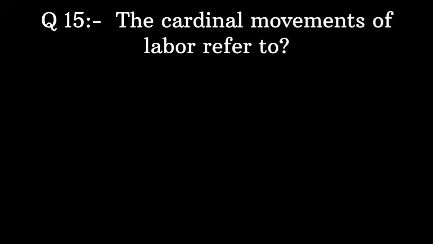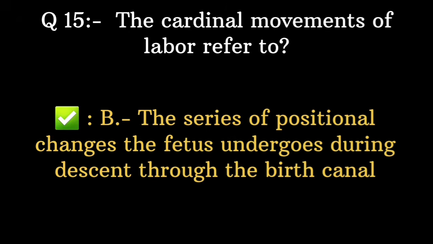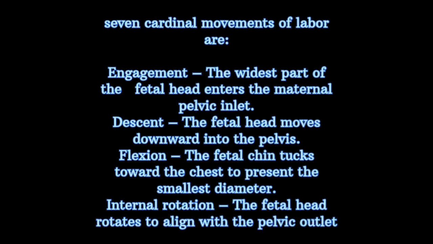Question number 15. The cardinal movements of labor refers to options: A. The sequence of fetal heart rate changes during delivery. B. The series of positional changes the fetus undergoes during descent through the birth canal. C. The maternal postural changes during labor. D. The sequence of uterine contractions. Correct answer is option B. The series of positional changes the fetus undergoes during descent through the birth canal.